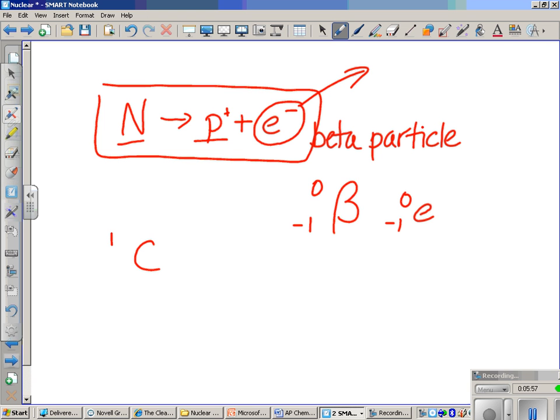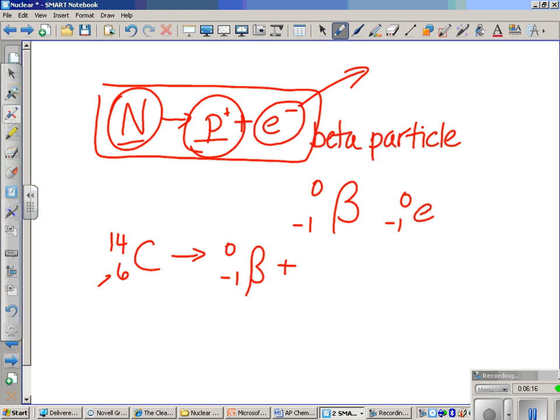The example that I have in your notes is carbon 14. Okay, so carbon has 6 protons and 14 total protons and neutrons. If it takes one of its neutrons and turns it into a proton, so we're giving off a beta particle, say the problem tells you you're undergoing beta decay. We give off a beta particle. What's going to be left over is this number here. We gained a proton because our neutron became a proton.